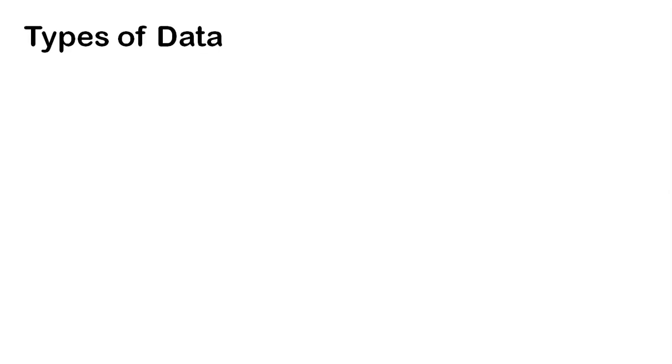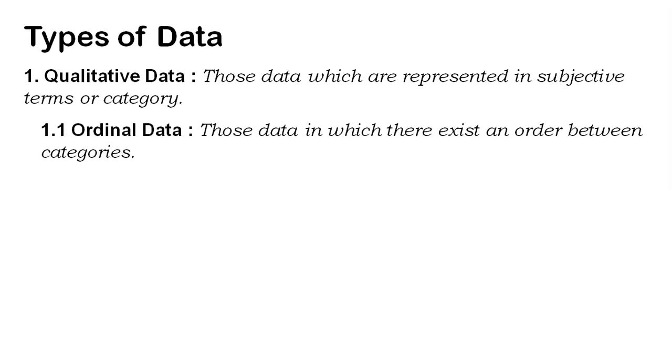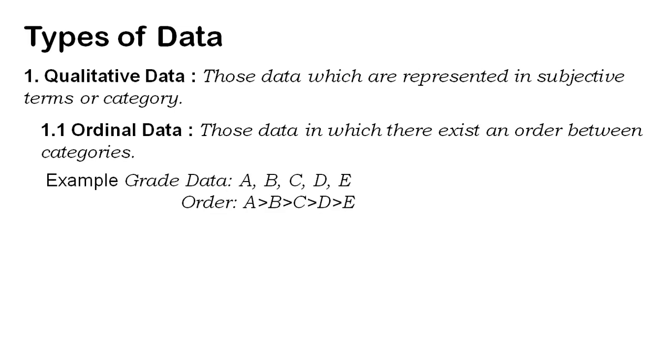So what are the different types of data? Data is also divided into two types. Qualitative data. Those data which are represented in subjective terms or categories are called qualitative data. Qualitative data is further classified into two categories. First is ordinal data. Those data in which there exists an order between categories are called ordinal data, like grades that are given in your school and colleges, A, B, C, D. Although these are not numeric values, still there exists an order between these, like A grade is greater than B grade is greater than C grade is greater than D grade is greater than E grade.